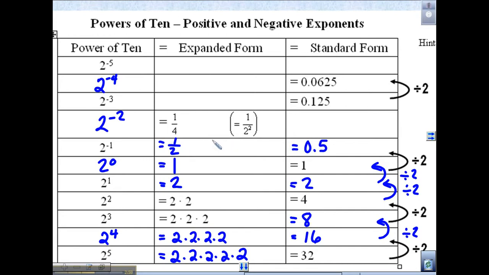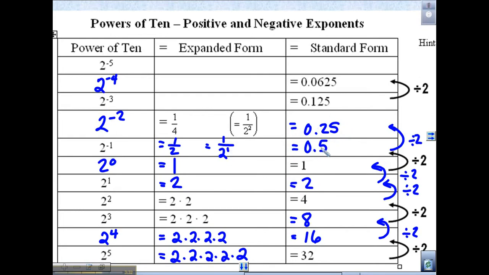And I want you to write this in also. That's the same as 1 over 2 to the positive 1st power. Down here, same as 2. Okay, I'm going to follow my pattern backwards. I'm going to take 0.5 and divide by 2. When you divide that by 2, you get 0.25. That's the definition of 2 to the negative 2nd power, which 0.25 is the same as 1/4.